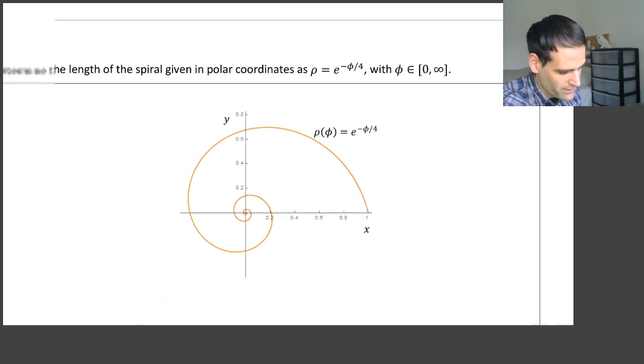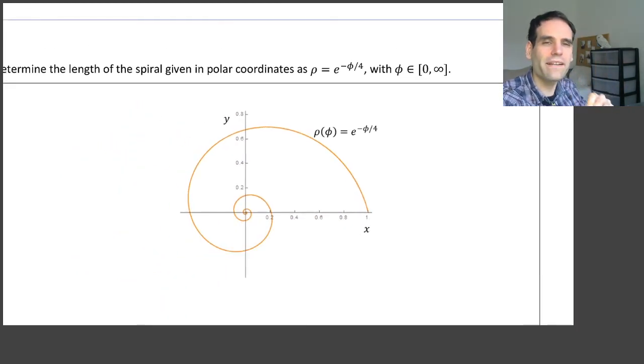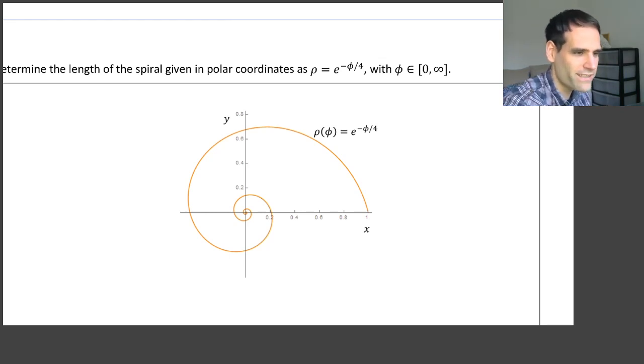So now the question is, does this have a length, and can we calculate it? Is the length infinite, or is the length finite? It's kind of very counterintuitive, right? Because you go around the origin an infinite number of times, and yet you will see that we get a finite answer. So let's see how to do that.